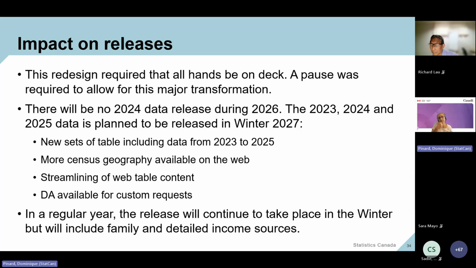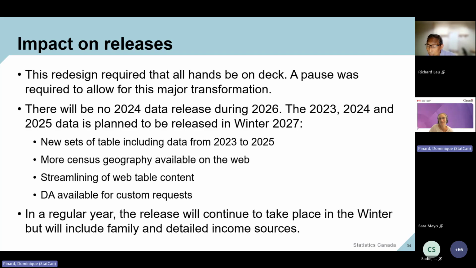No, the new ADAs, this is really just a census concept that allows them to release at the DA level more easily. So at this point, we're not planning on having ADAs. And this could be a custom request for sure.